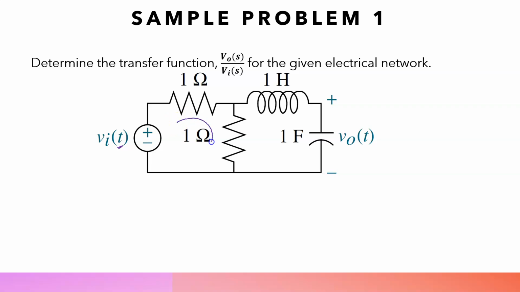If I draw a loop here, this will be my first loop, and I will name the current I1(t). If I draw another loop here, this will be my second loop, and I will name the current I2(t). Let's call this R1, this R2, this inductor L, and this capacitor C. This will be easier when we first write the equations.